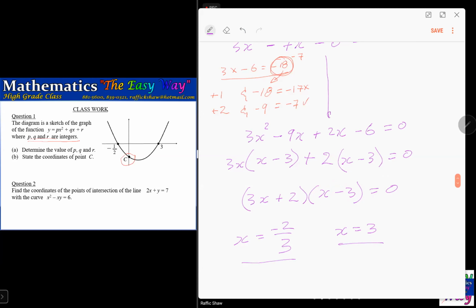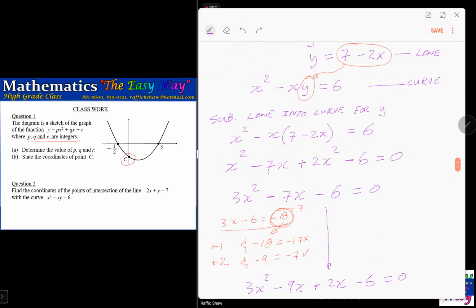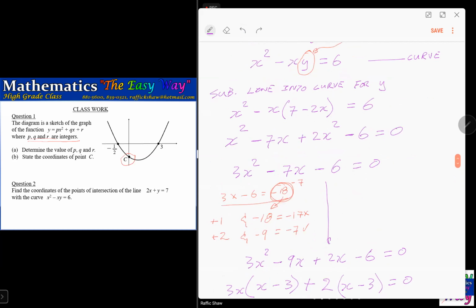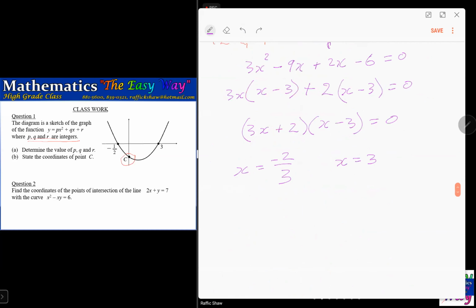So what happens now? You want to find the y value to go with this one, and you want the y value to go with that one, because you're finding coordinates. The question says coordinates. It never says x coordinate alone. It says coordinates. So I need the y values. So I'm going to use the equation up here with the line. The line said that the y value equals 7 minus 2x, to find what my y values are at those 2 points, right? So I'm going to say it to the examiner.